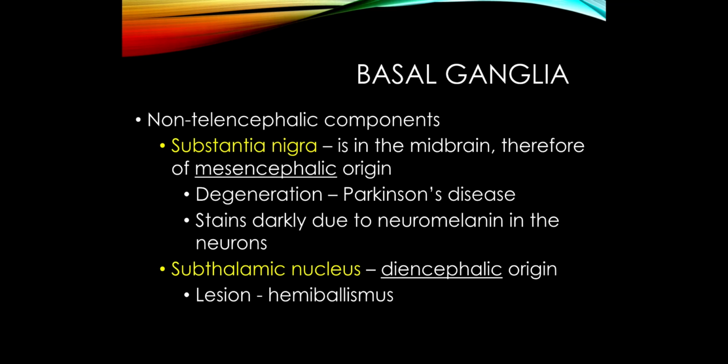The subthalamic nucleus has the name thalamus in it, so it's of diencephalic origin. And we get a very interesting movement disorder with a lesion here, where if we have an acute lesion, let's say on the right subthalamic nucleus, patients will develop these dramatic, wild, flinging movements on the opposite side of the body. So that is called hemiballismus. Hemi is one side, and ballismus is like a ballistic kind of a movement.